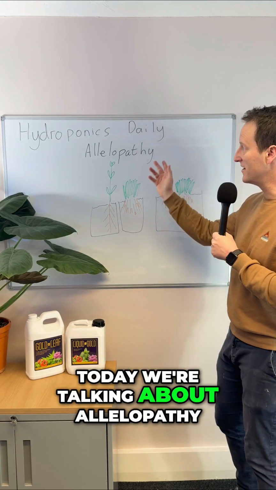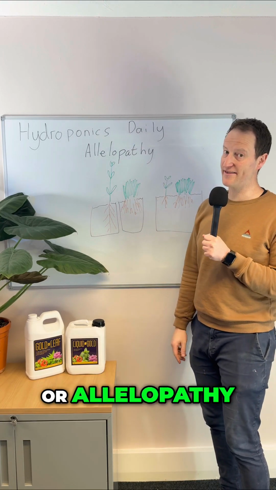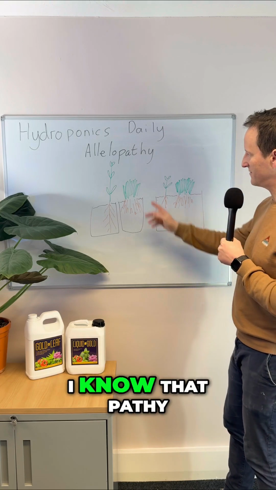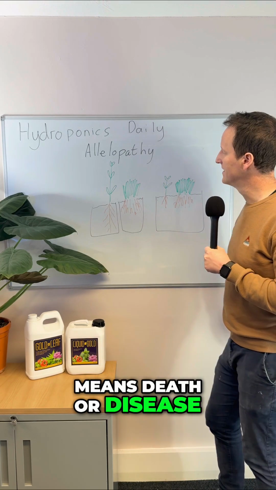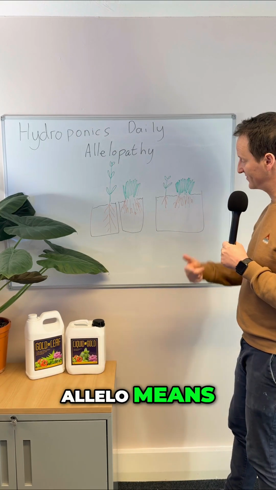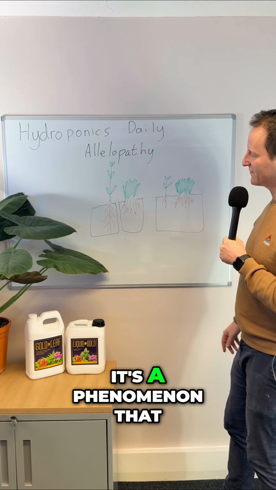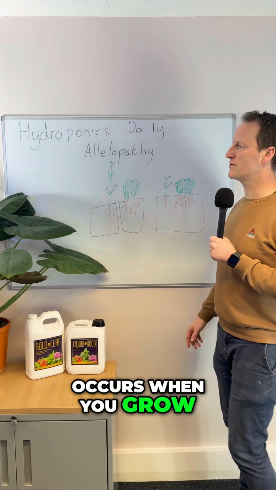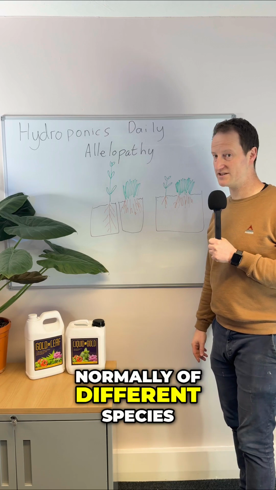Today we're talking about allelopathy, or allelopathy, however you want to say it. I know that pathy means death or disease. I've no idea what allelo means, so drop a comment if you know. It's a phenomenon that occurs when you grow plants together, normally of different species.